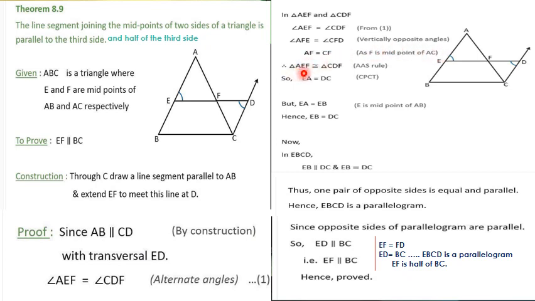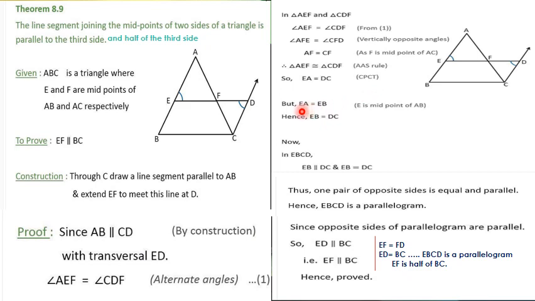So therefore triangle AEF is congruent to triangle CDF according to AAS, that is angle angle side congruency rule. We have two angles and the side becomes included in both the cases, that is both the angles are formed on this side only. Then according to CPCT, you can write EA is equal to DC. After proving the congruency, you can write the other pairs which are corresponding are equal according to CPCT.